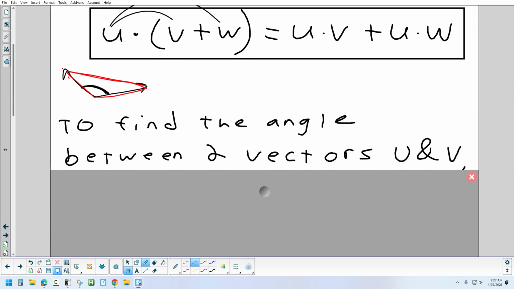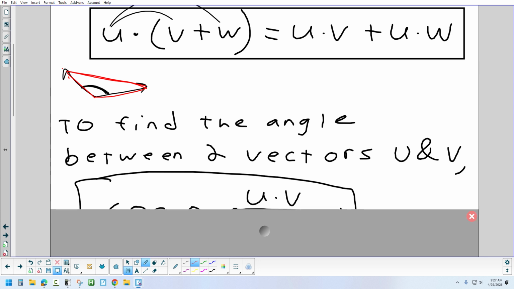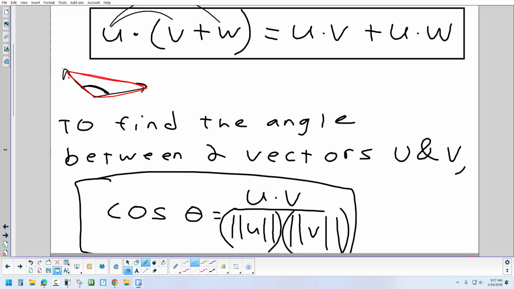There are 3 things you need to find when you want to know the angle. The first thing you need to find is the dot product. That's going to go in the top of a fraction. And then in the bottom is going to go the product of the lengths.